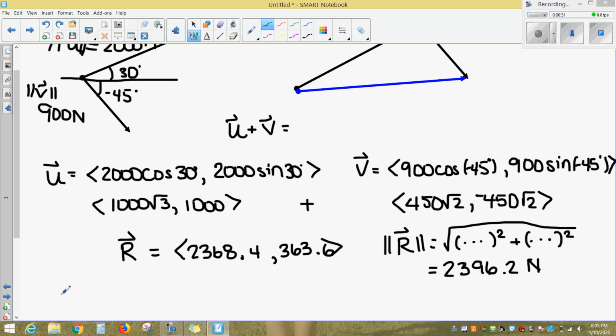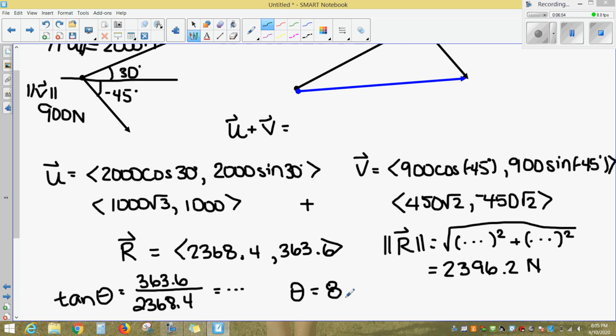Now the angle, if I take the tangent of theta, it's the y component over the x component. And then I'm going to take the arctan of that. And because this is a positive ratio, I know I have a positive angle. I'm in the first quadrant, it's going up. And I should get that that angle is 8.7 degrees.